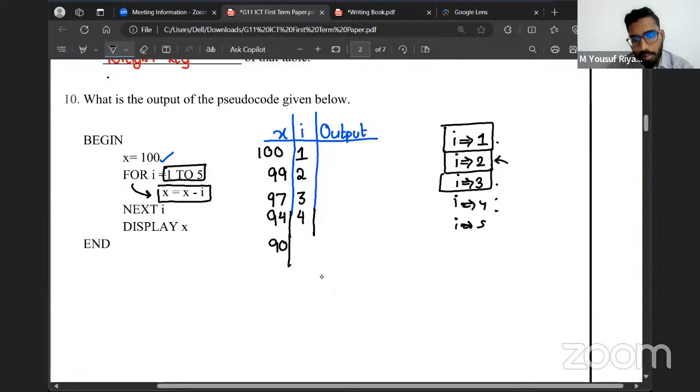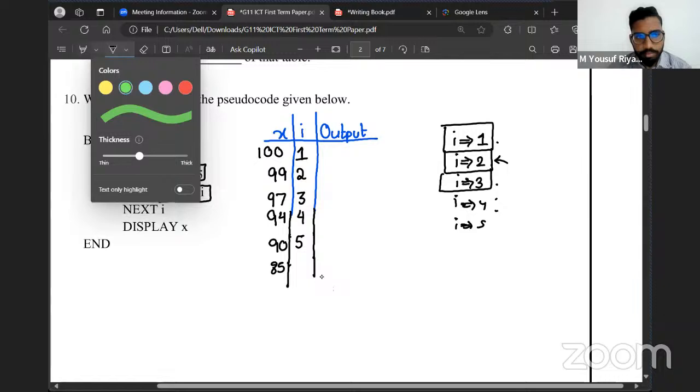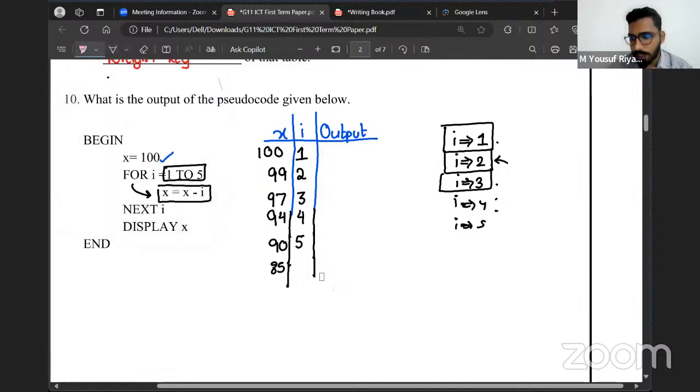Now we go for the next iteration. Next iteration, I is going to be 5. Now 90 minus 5, that's going to be 85. Now tell me, will the value of I become 6? Look at the program, will the value of I become 6? No. Because we have mentioned here I equals 1 to 5 do. So I will go from 1 up to 5 and it will stop at 5. It will not go above 5.